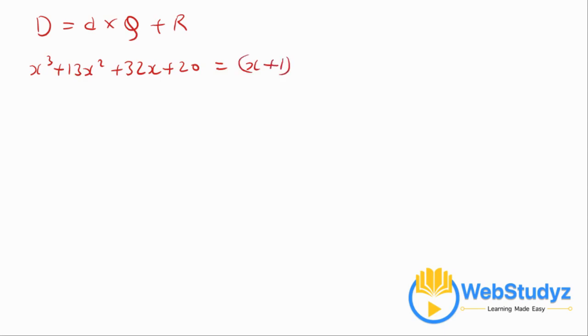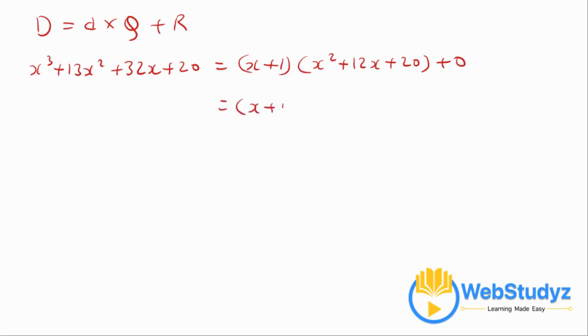Now what we do, we use the formula: dividend equals divisor into quotient plus remainder. So x cube plus 13x square plus 32x plus 20 should be equal to divisor x plus 1 and quotient x square plus 12x plus 20, plus remainder 0.